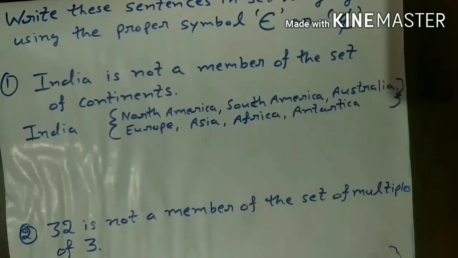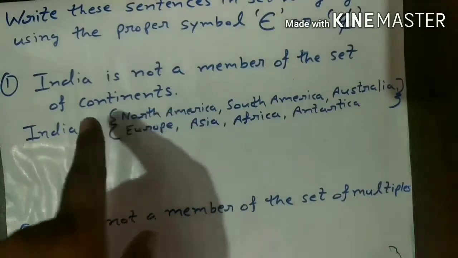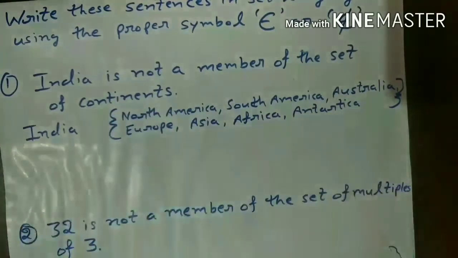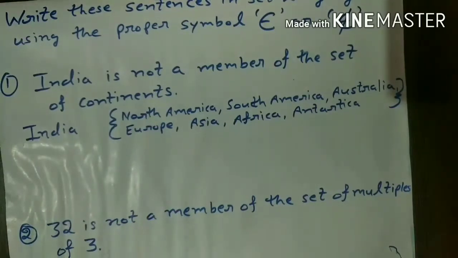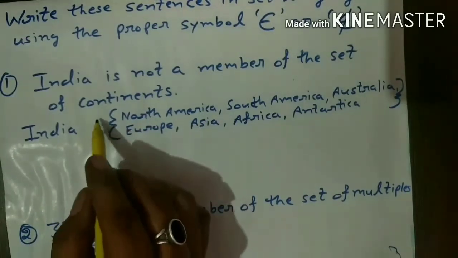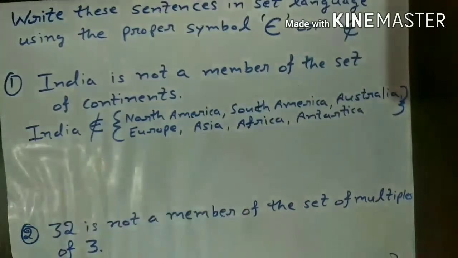So I have written all the names and made the set of the continents in the set builder form. Here India is not in this selection. So I will write India does not belong to the set of continents.